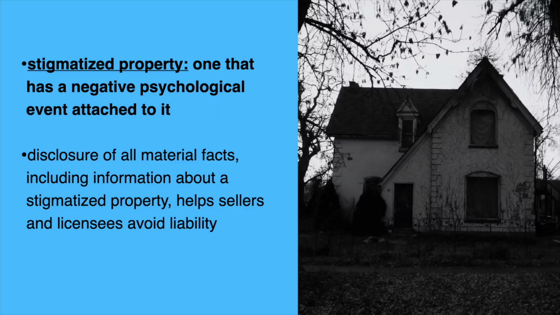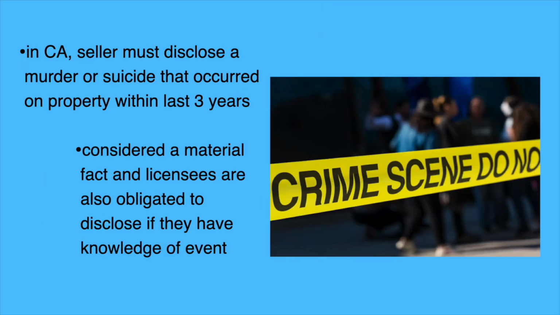A stigmatized property is one that has a negative psychological event attached to it. Disclosure of all material facts, including information about a stigmatized property, helps sellers and licensees avoid liability. In California, the seller must disclose a murder or suicide that occurred on the property within the last 3 years. It's considered a material fact, and licensees are also obligated to disclose if they have knowledge of the event.